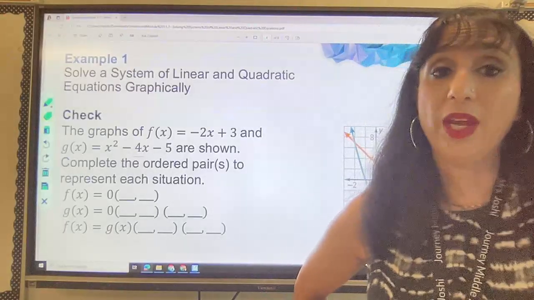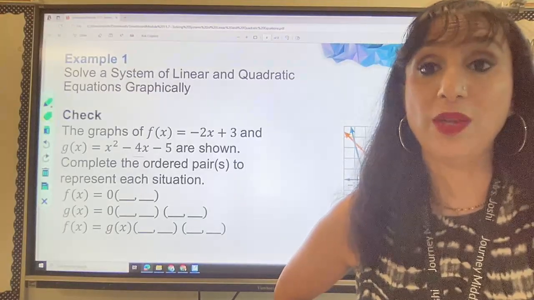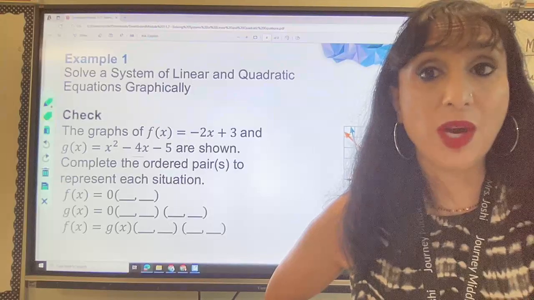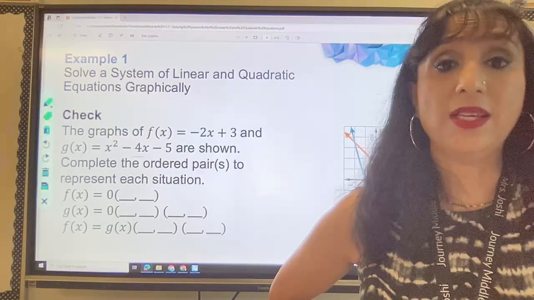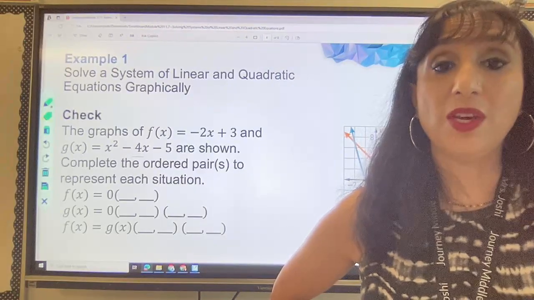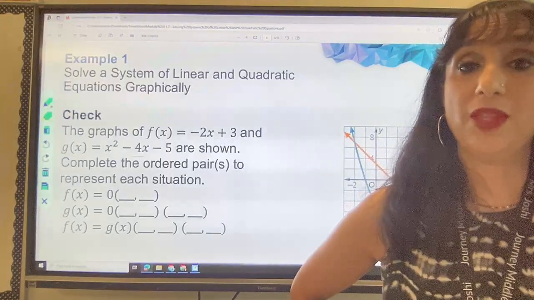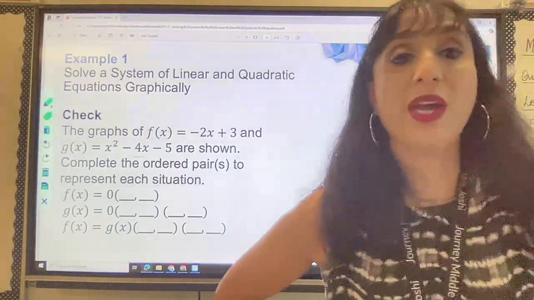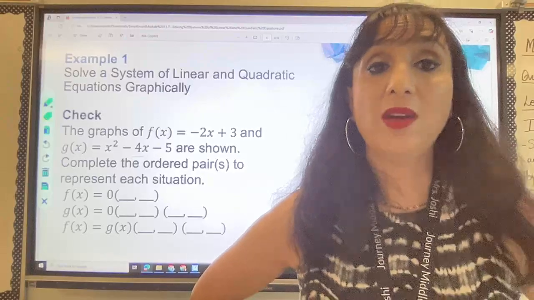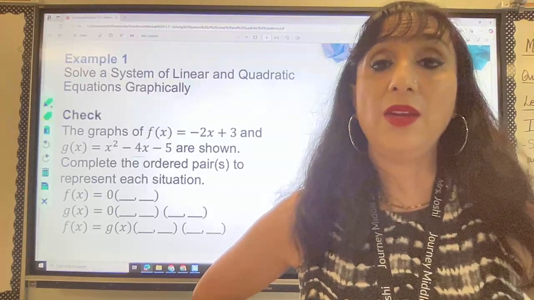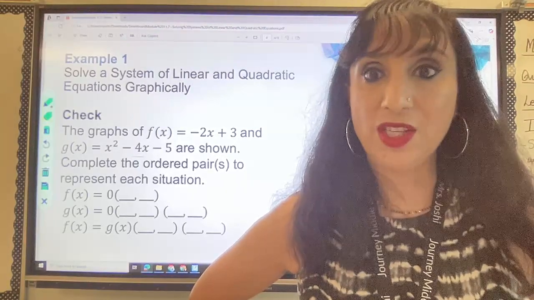And we are looking at the graphs of f of x is negative 2x plus 3. So looking at that, that is a degree 1 polynomial. So therefore, I know that this one is a linear equation because the degree is 1. And the second one, the degree is 2 with the x squared. The degree is 2, so I know that that is a quadratic equation. So we are solving the system, and we're going to look at the graph, and we're going to complete the ordered pairs to represent each situation.